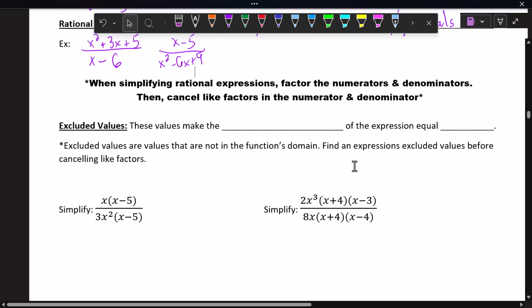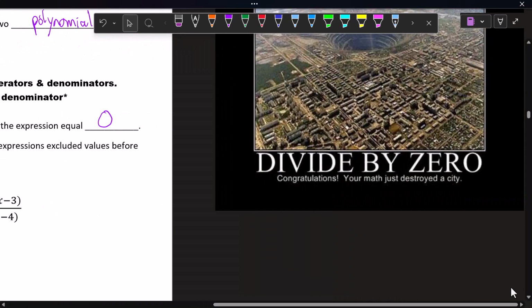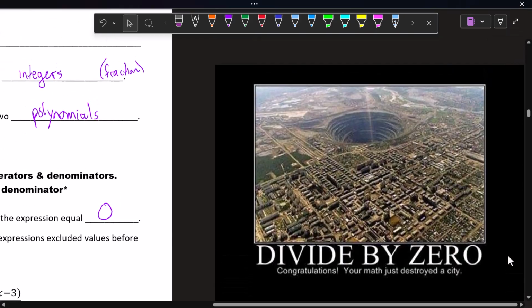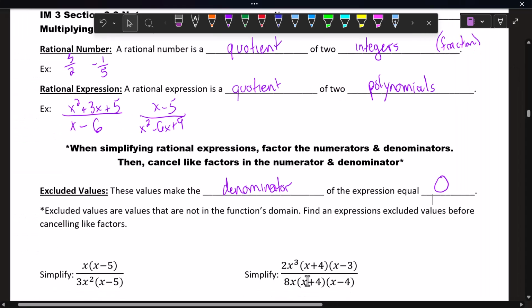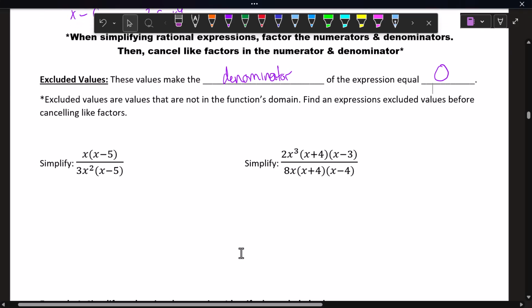Excluded values. These values make the denominator of the expression equal 0. And if our denominator equals 0, well, we can't divide by 0 because it will destroy the city. Pretty sure people will be angry at you. So excluded values are values that are not in the function's domain. Find the expression's excluded values before canceling factors.